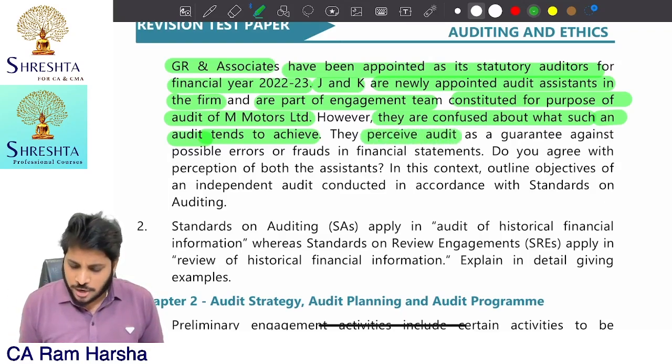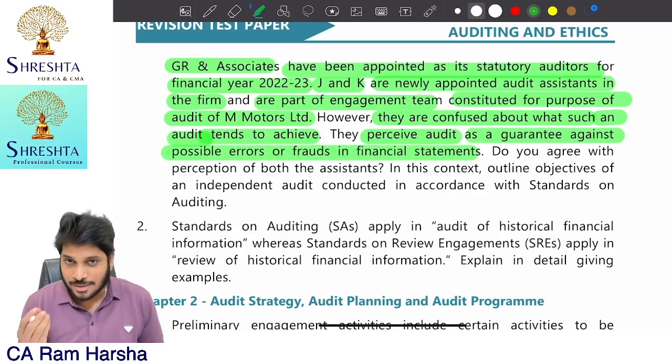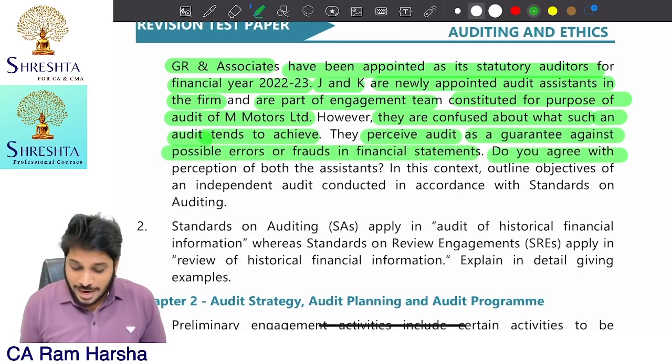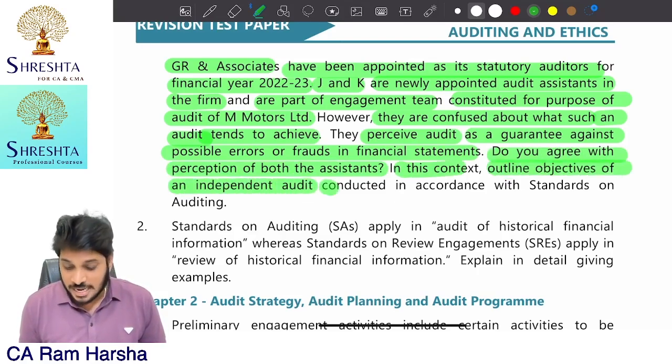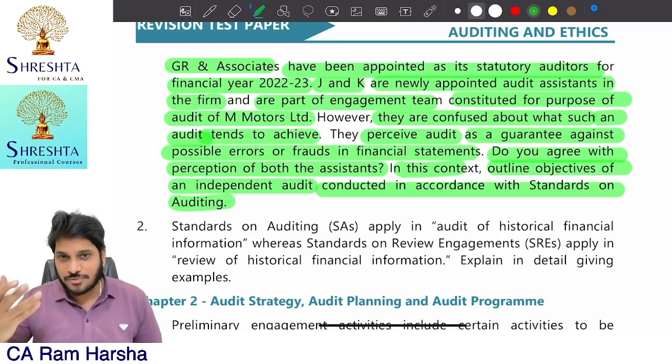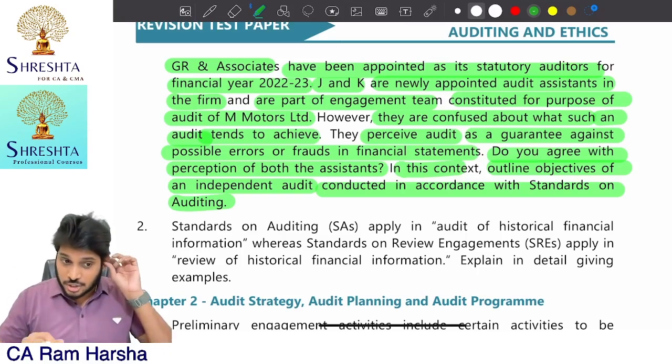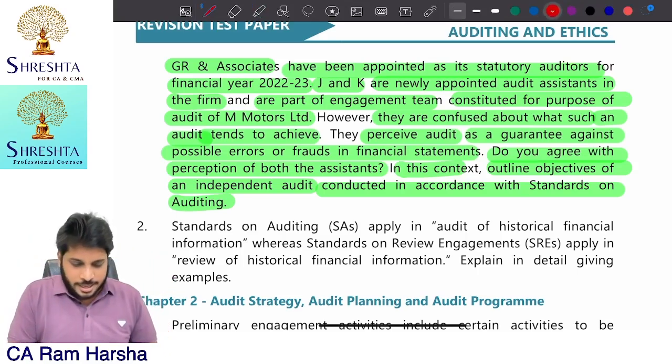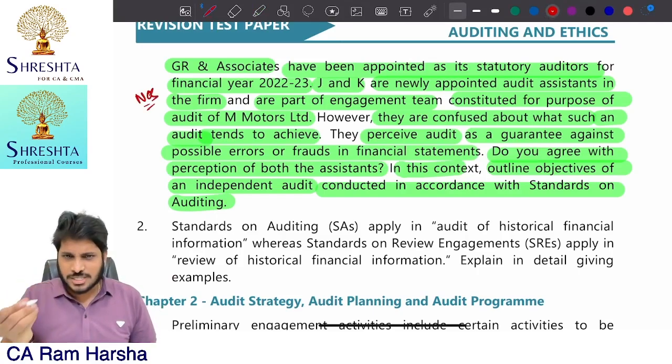They perceive audit as a guarantee against possible errors or fraud in financials. You know very well, you need to write the objective of audit. Do you agree with the perception of both these assistants? Obviously not. In this context, outline the objectives of an independent audit conducted in accordance with standards. They're asking the SA 200 question, objective of independent auditor, where you need to clearly first write the objectives. It is from the chapter Nature, Objective and Scope of audit, the first or second question itself.